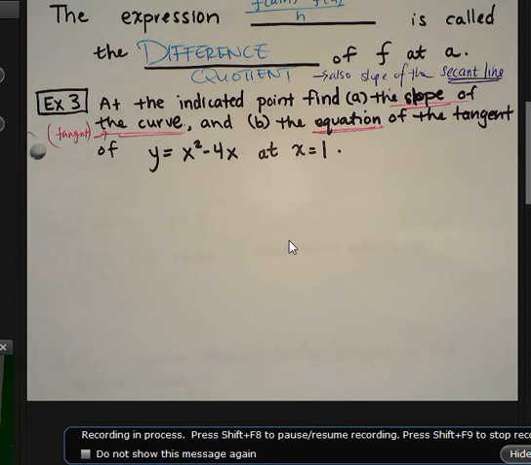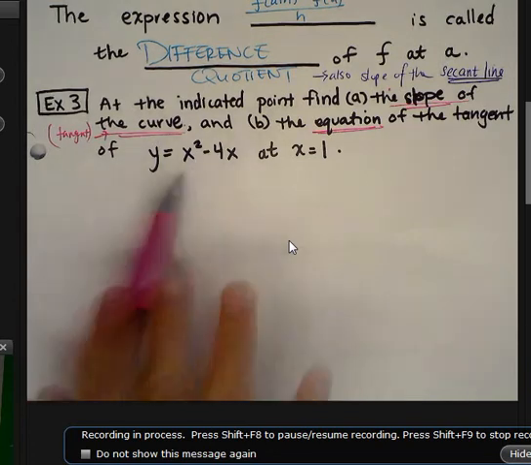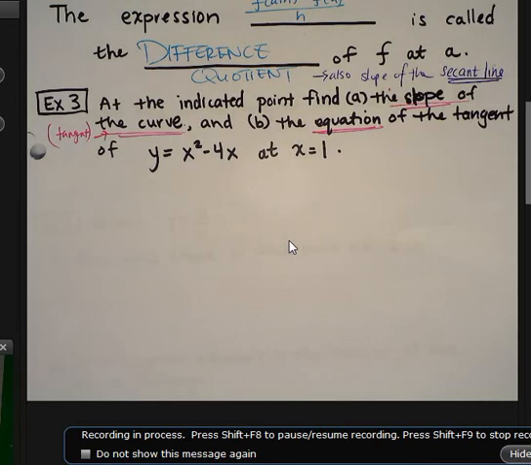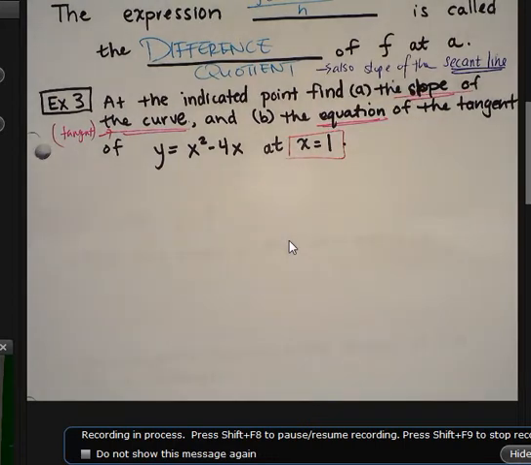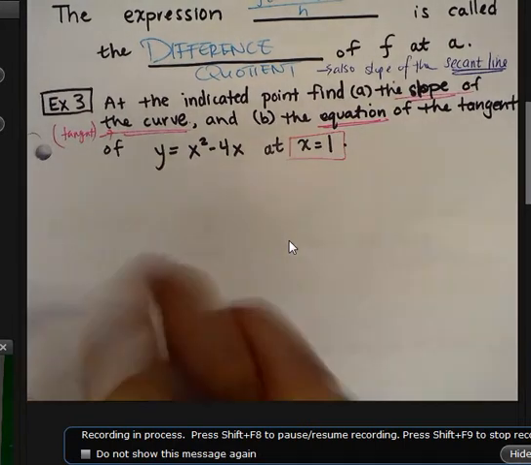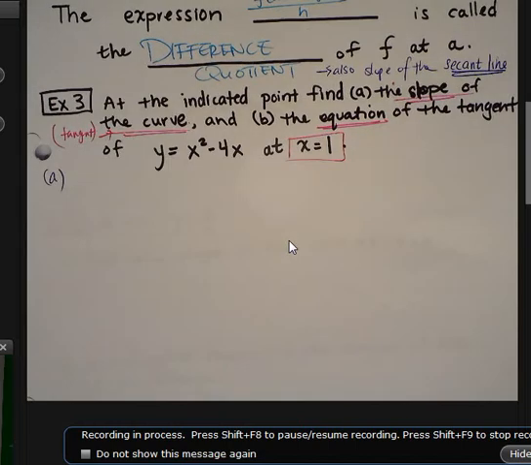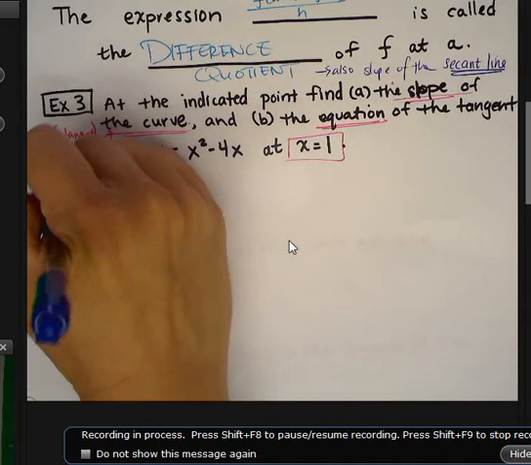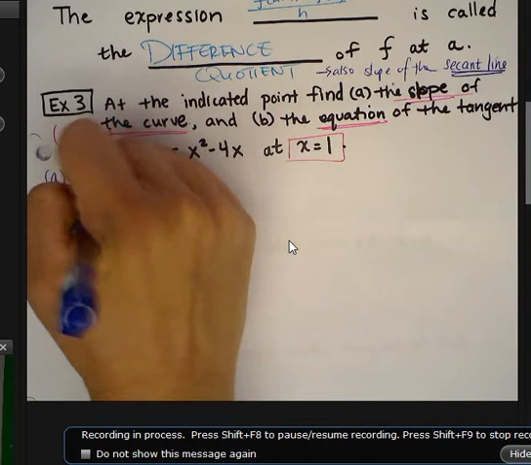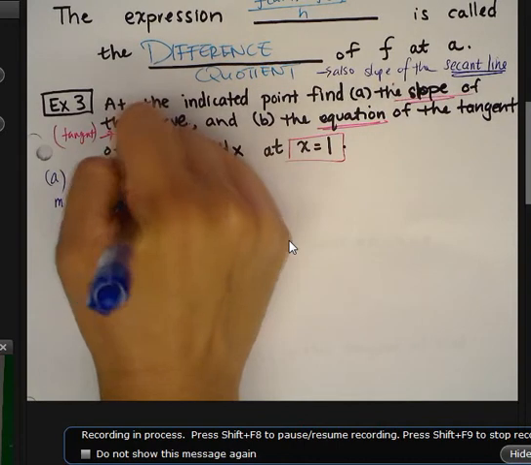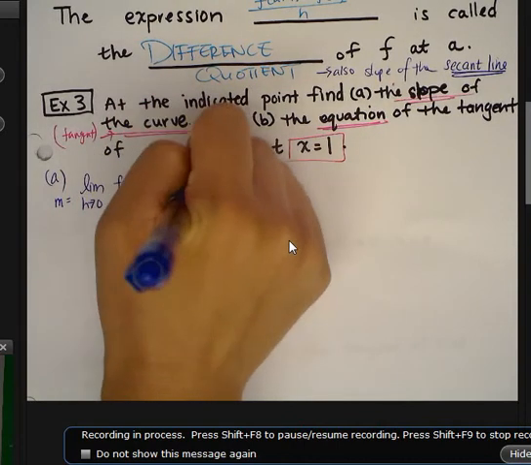What's the graph we're using? x squared minus 4x, which looks like a parabola, right? The instant in question is x equals 1. So let's just do the math, and then we'll look at the picture later. First of all, they want the slope of the tangent of the curve, right? So the slope is going to equal the limit as h goes to 0 of f of a plus h minus f of a over h, right?